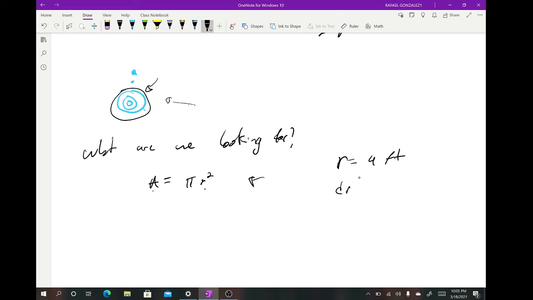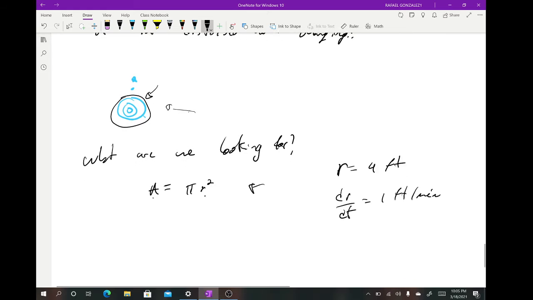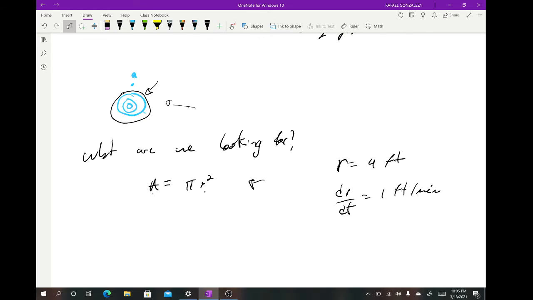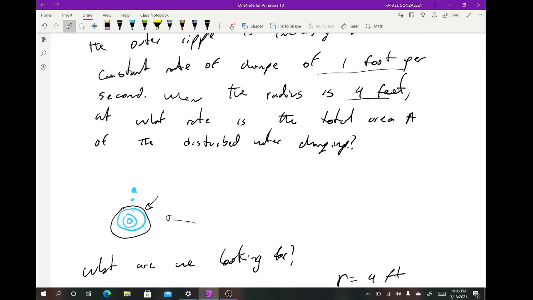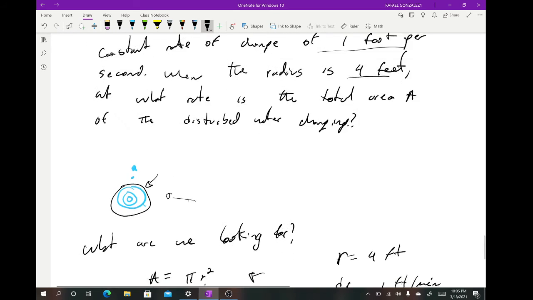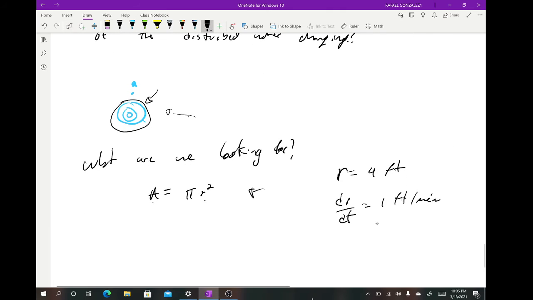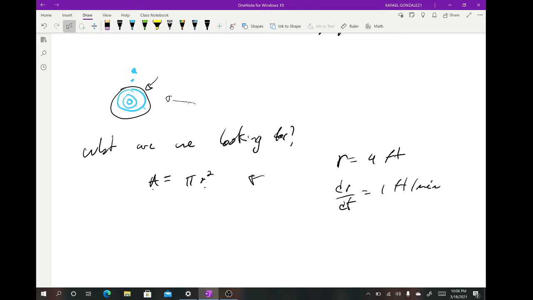So that's dr/dt, the radius changing at 1 foot per minute. Okay, so now we're pretty much set and ready to go, because we don't want to find the area. We just want to find the rate of change of the area when the radius is 4. So to do this, we will take the derivative implicitly on both sides with respect to t. The derivative of A with respect to t is simply dA/dt.